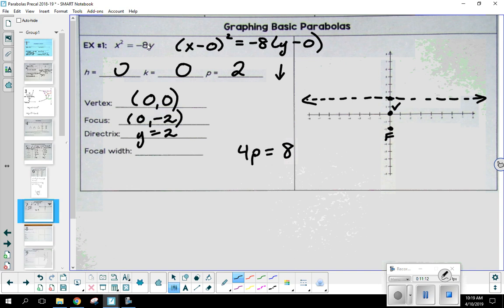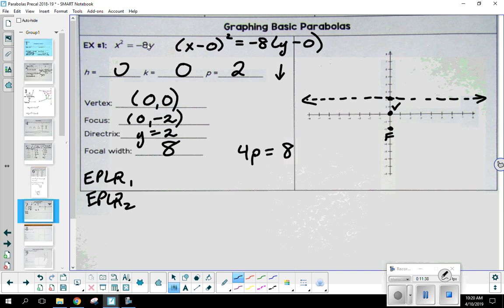Now, when it says focal width, it's just basically asking you what's the length of the latus rectum. Okay, we can multiply P by 4, or just go back to the original equation. We know it would have to be 8 units across. Now, the problem doesn't ask for it, but let's go ahead and find the endpoints of the latus rectum, EPLR1, EPLR2. Okay.